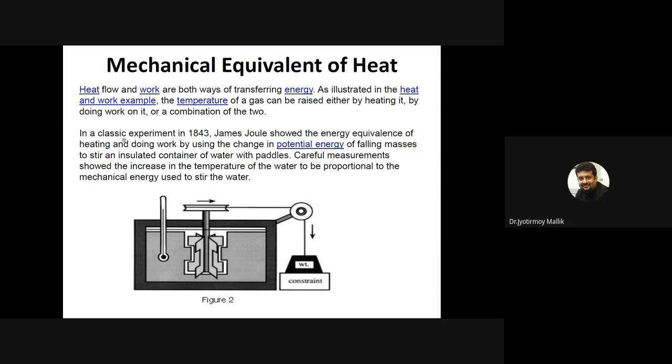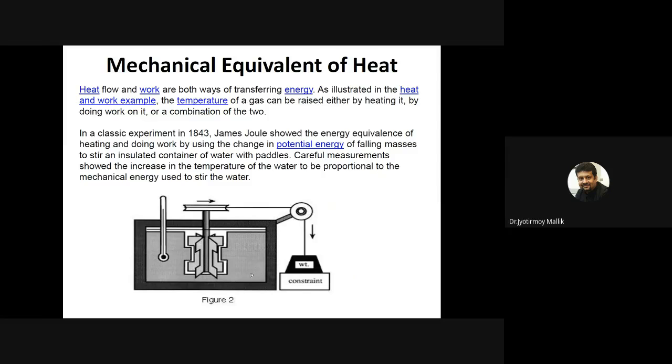In this classic experiment of 1843, James Joule showed the energy equivalence of heating and doing work by using the change in potential energy of falling masses to stir an insulated container of water with paddles. Careful measurement showed that the increase in temperature of the water is proportional to the mechanical energy used to stir the water. So this is a very famous example.